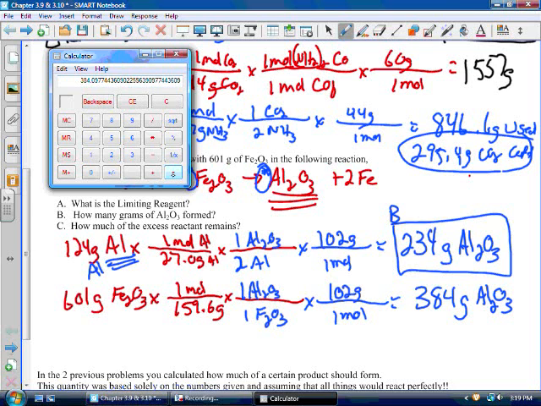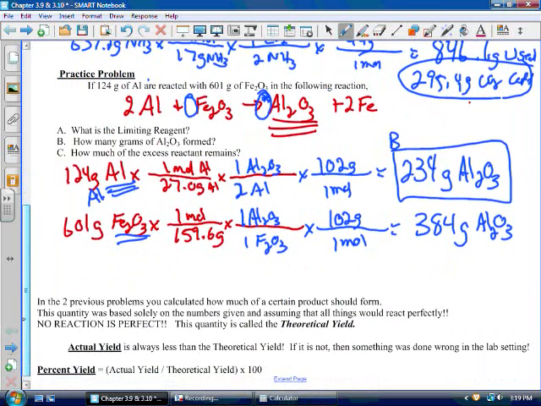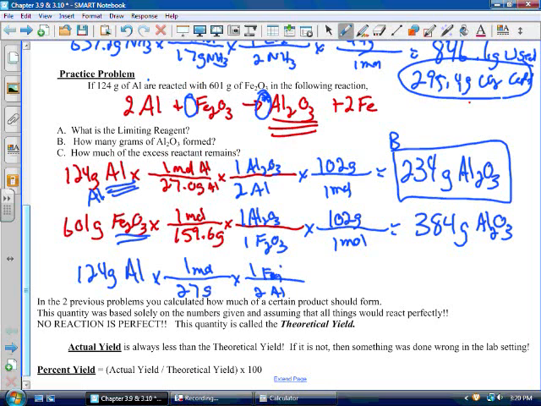So our final thing we have to do with this problem is to figure out how much of the excess reactant remains. And if you remember, we just said 124 grams of Al is our starting point again, because once we establish our limiting reactant, we go with that. 27 grams per mole. Ratio of what we want to what we have. There are 2 moles of aluminum for every 1 mole of Fe2O3. Fe2O3 is 159.6 grams per mole.